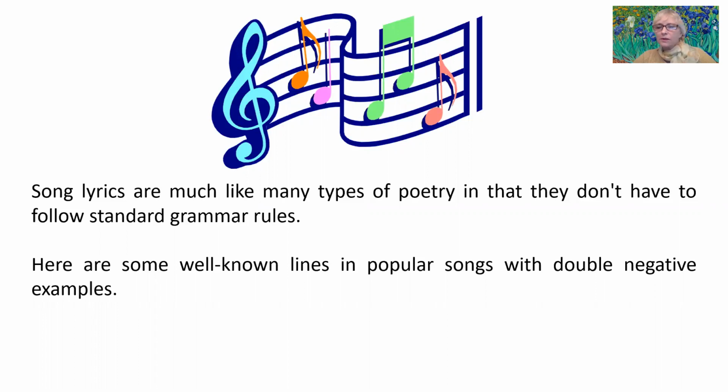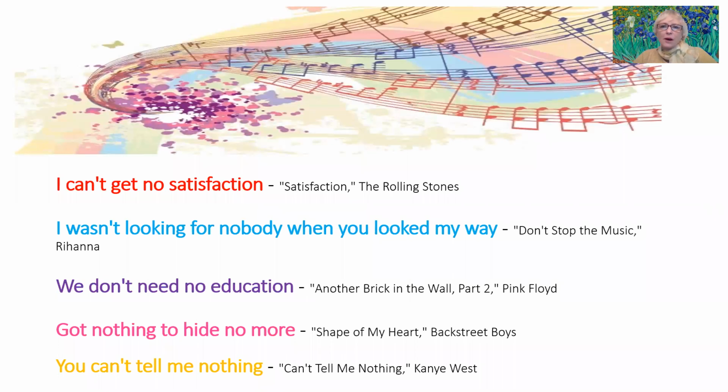So here are just a few songs that you may have heard that use double negatives. By the Stones, I Can't Get No Satisfaction. This is a Rihanna one, and I don't know this song, maybe you guys do. I wasn't looking for nobody when you looked my way. So wasn't looking for nobody. Can't get no satisfaction. Here's one by Pink Floyd, We Don't Need No Education. Got Nothing to Hide No More. So nothing and no more. Backstreet Boys. And the last one, Kanye, You Can't Tell Me Nothing.